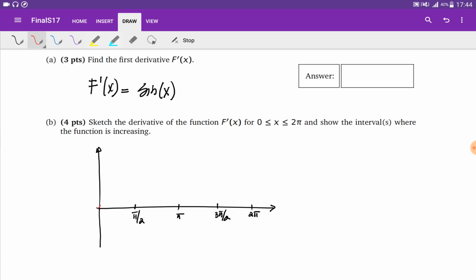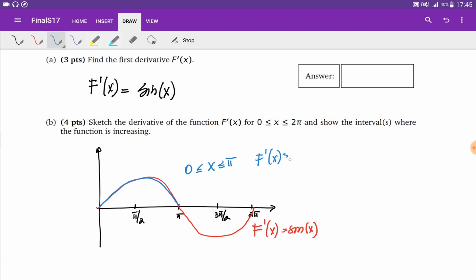So let me draw this. It's going to be 1 here and 0 here, minus 1 and 0 again here. So this is the function f prime of x, which is sine of x, the derivative of our function. The derivative is positive in this region, for all the points of x between 0 and pi. So f prime of x is positive, and therefore f of x is increasing.